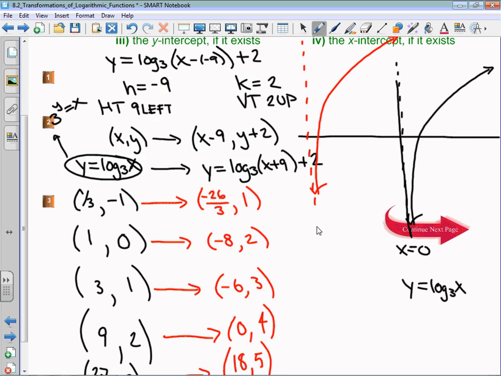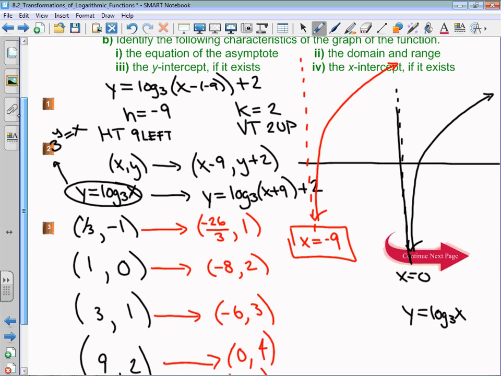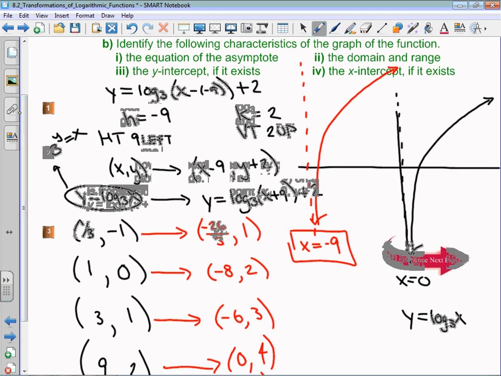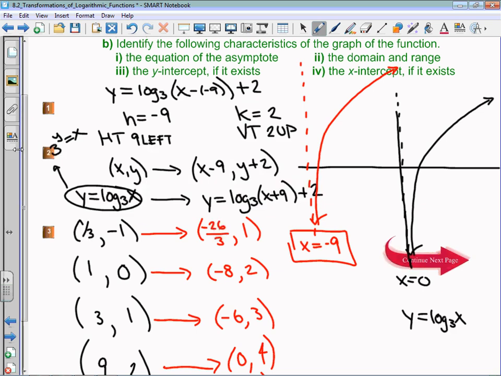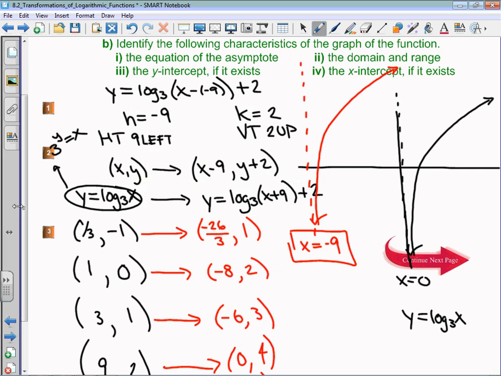So my new asymptote is 9 units to the left. And if I subtract 9, I get that my new asymptote is at x is equal to -9. The point that we knew is that it went through (0, 4), but for the x-intercept and y-intercept, I want to keep on pushing that concept that we can do that algebraically again and again and again. Now, before we go anywhere, we're going to answer 1 and 2, which are our asymptote and our domain and range.